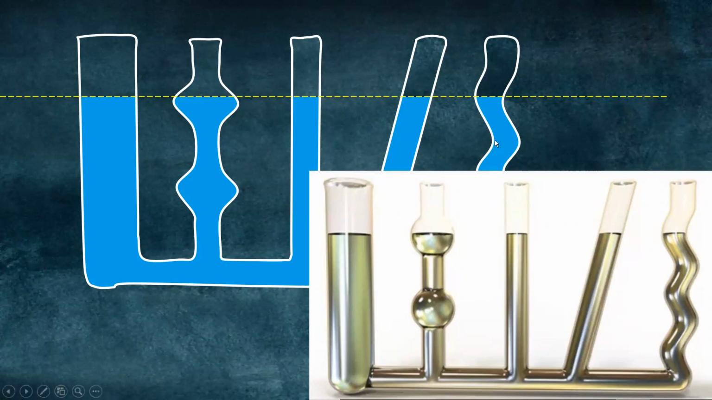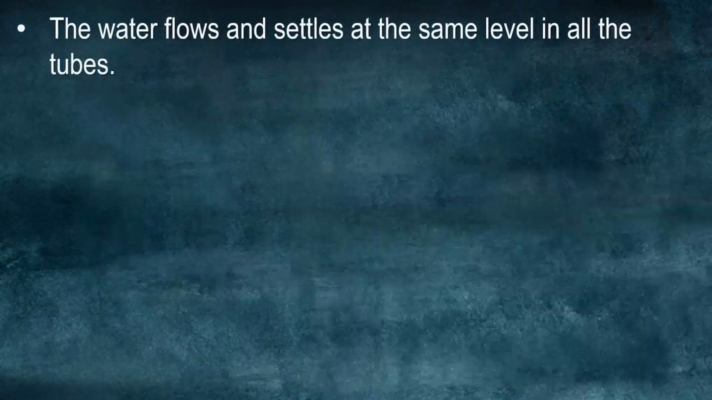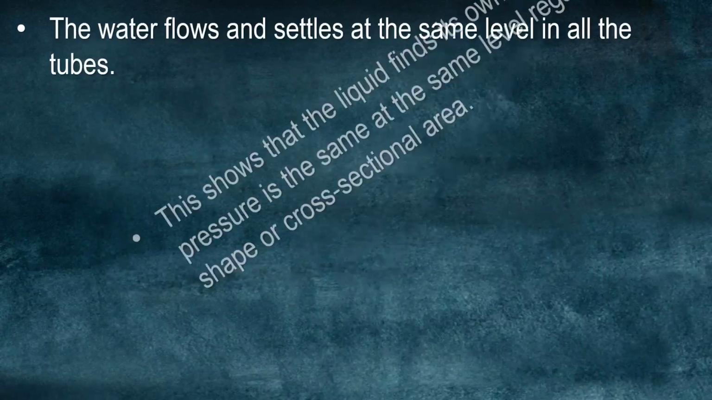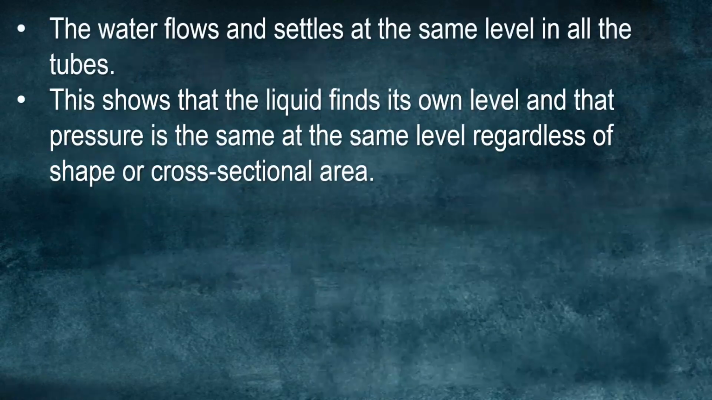All right. So remember that water flows and settles at the same level in all tubes. And this shows that the liquid or water finds its own level, and that pressure is the same at the same level regardless of the shape or the cross-sectional area. So a liquid finds its own level, and pressure is the same at the same level regardless of the shape or cross-sectional area of the container.